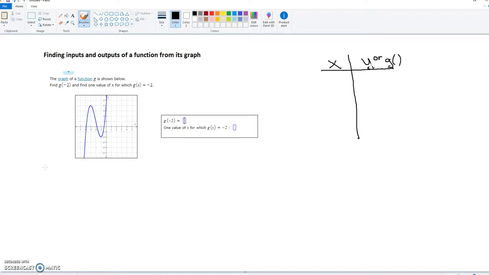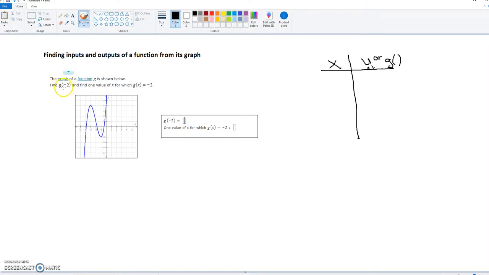So what I recommend is you make a t-chart like I have here. Label it x and y, or your fancy name for y. In this case, it's g of whatever we're going to have. One of the first things they've done is they've got this graph, which looks really cool. And we need to find g of -2.